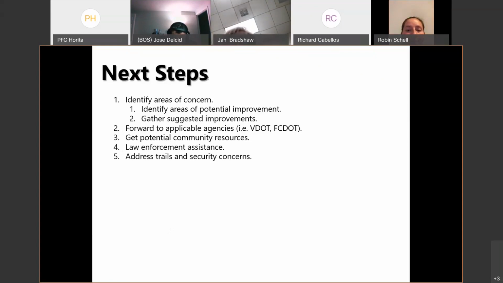So gathering the suggested improvements for the areas of concern, and then we need to decide on what might be the best ones and then forward those to the applicable agencies, VDOT, FCDOT. And then once those are either approved or they come back to us with changes, we have to look at the potential community resources we have.